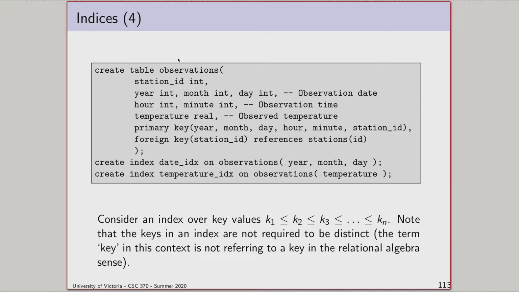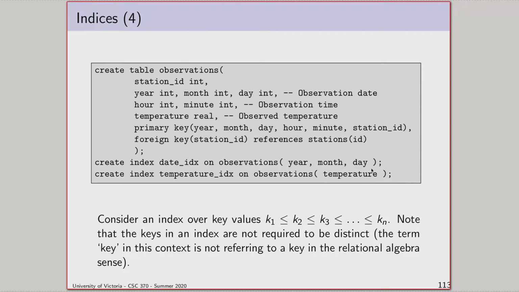And so I want to show some diagrams. Because we have to talk in an abstract sense here, I'm going to use a very basic conceptual notation for them. So let's assume that I've defined an index over some key values. So this index is defined over year, month, and day together. And this index is defined over the value temperature.